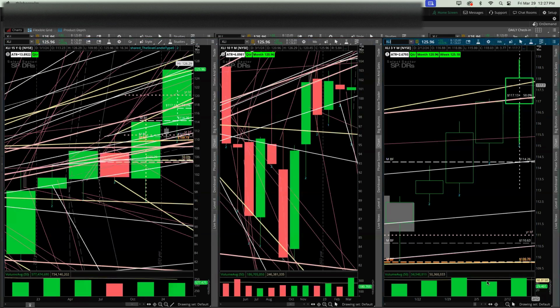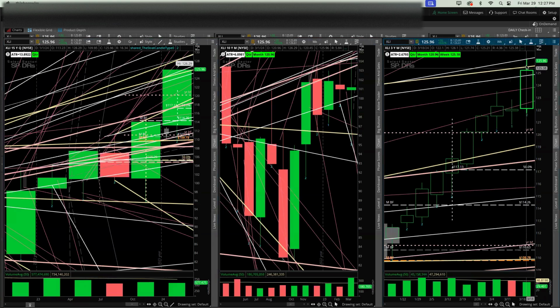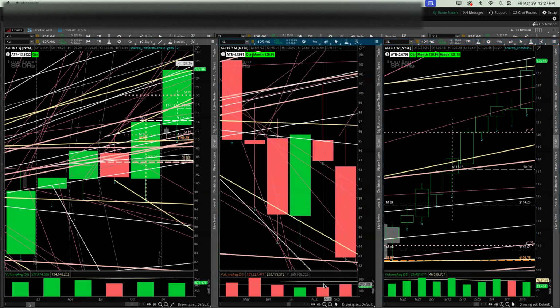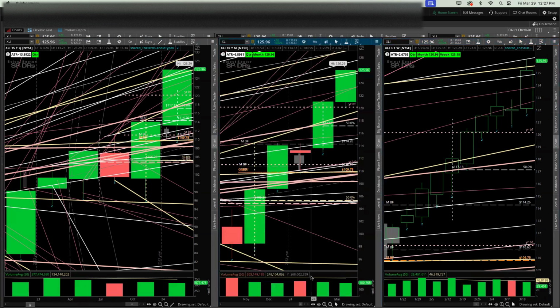XLI. XLI ended the week green. We had a green month. Look at this month. This month is really interesting. We're right at a quarter ceiling or a quarter resistance level.